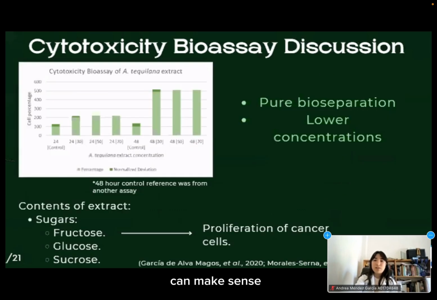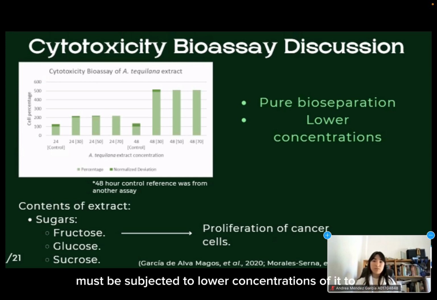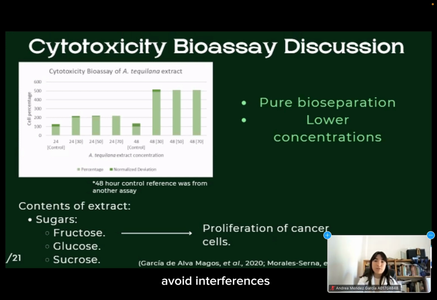Although this result can make sense because according to literature, these methanolic extracts contain a high amount of sugars and thus might help cell proliferation because of the Warburg effect, a negative IC50 result is not reliable, and not reported in literature. Hence, a pure bioseparation of the compound of interest must be done and the cells must be subjected to lower concentrations of it to avoid interferences.